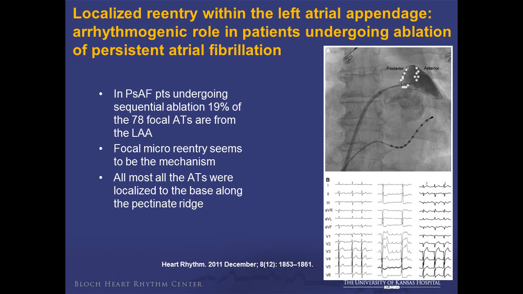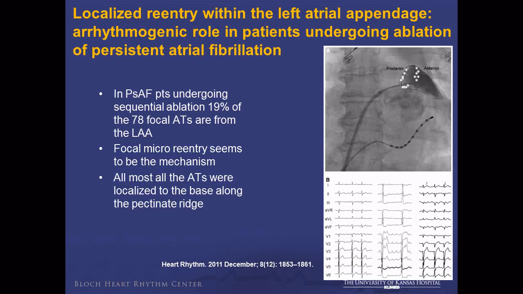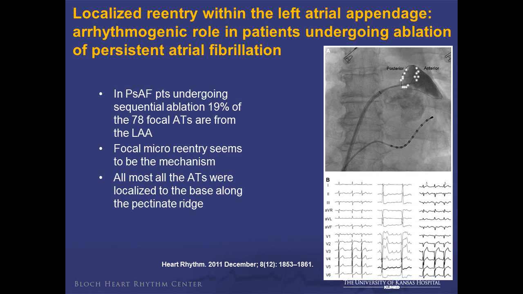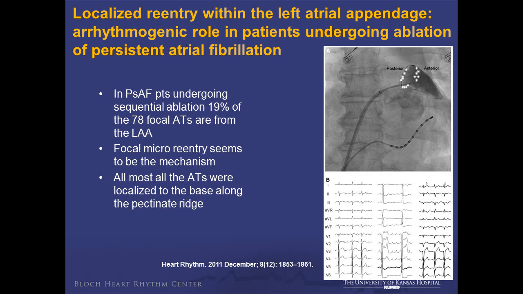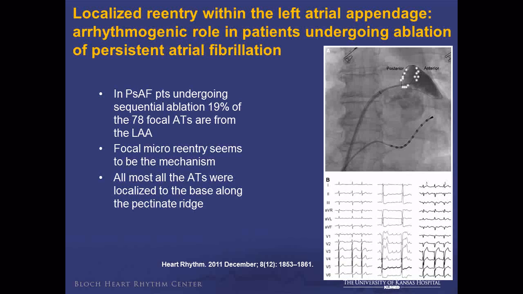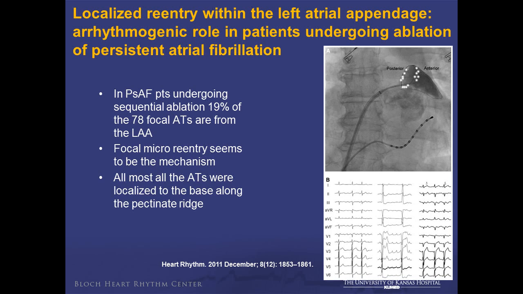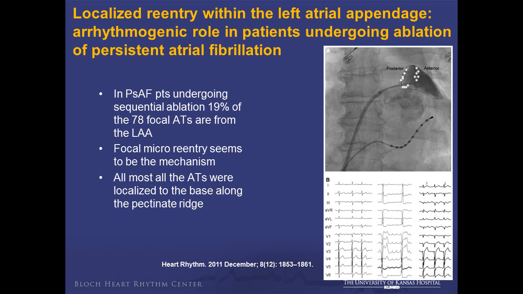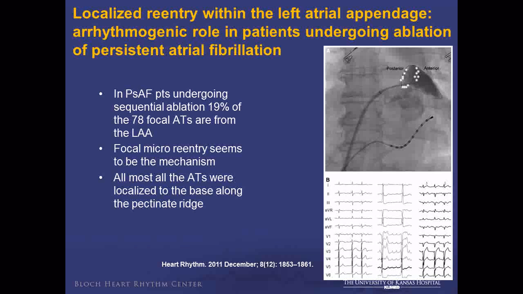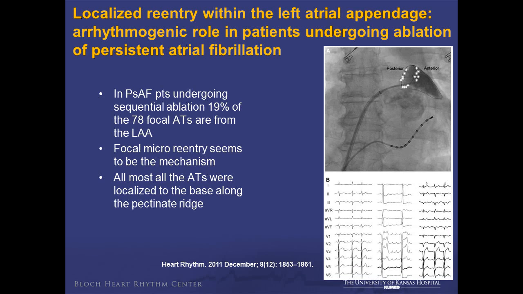Similarly, there was another study that looked at localized reentry within the left atrial appendage. When you take patients with persistent atrial fibrillation and follow the sequential approach, either the AFib organizes into a more organized tachycardia, or they have a primary atrial tachycardia along with active pulmonary veins, during the first or second ablation. What was interesting was that 19% of the 78 focal tachycardias mapped in the LA were all from the left atrial appendage. Focal microreentry seems to be the most common mechanism in these patients, and in almost all the cases they were closer to the pectinate ridge that sits immediately after the neck.